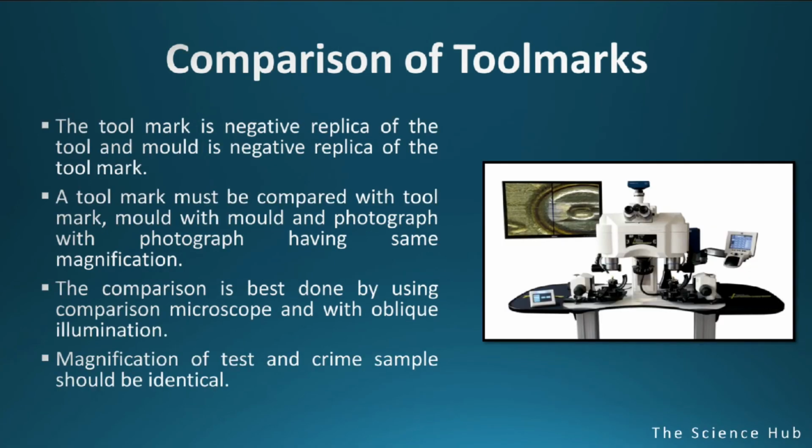Comparison of tool marks. The tool mark is a negative replica of the tool and mold is a negative replica of the tool mark. A tool mark must be compared with tool mark, mold with mold, and photograph with photograph having the same magnification. The comparison is best done by using comparison microscope with oblique illumination. Magnification of test and crime sample should be identical.